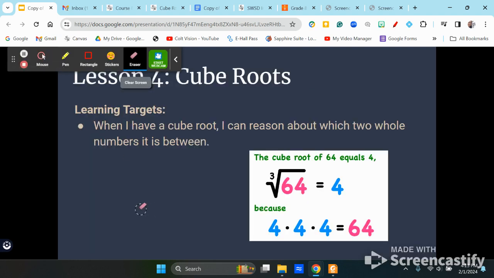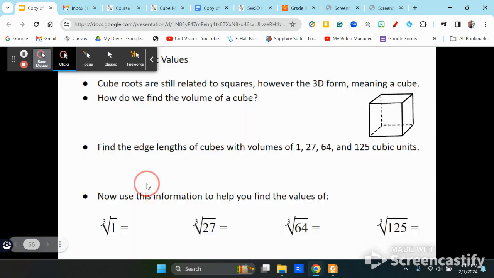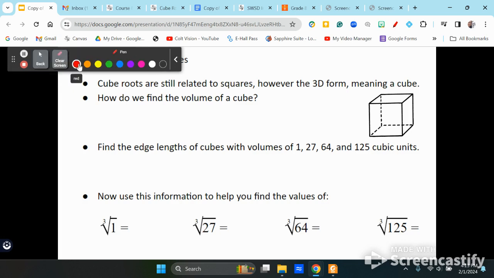So what is a cubed root? A cubed root is shown here as taking the cubed root of 64 equals 4. And why? Because 4 times 4 times 4 equals 64. So it's just like the next step after square root. Just like square root is related to squares, cubed root is related to cubes. Why we call it a cubed root is because it is involved in finding the volume of a cube.